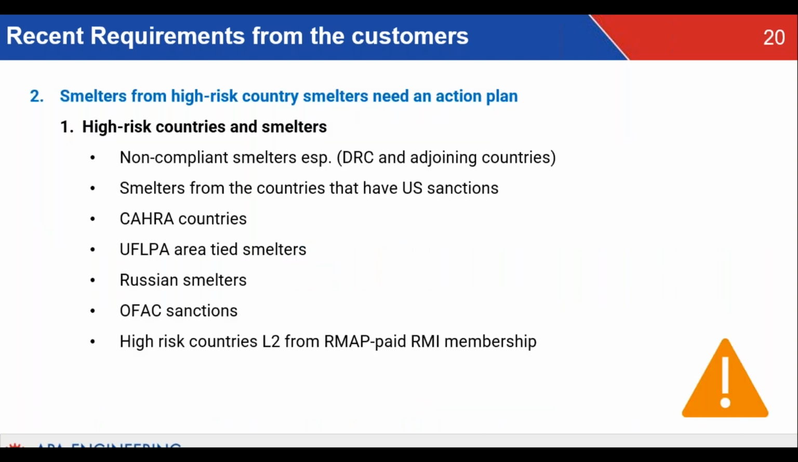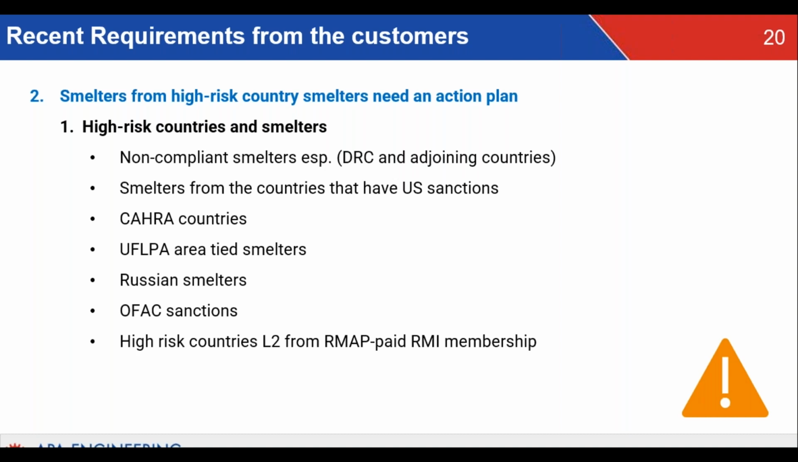And the second requirement that we have seen is mostly based on smelters. Right now the CMRT gives you two basic types of smelters: one is those in the covered regions, and then the high risk areas. So the CMRT template gives you these two types of smelters, but we have seen customers requesting the following ones. That is what we have shared with you on screen.